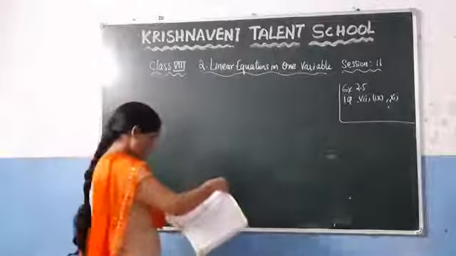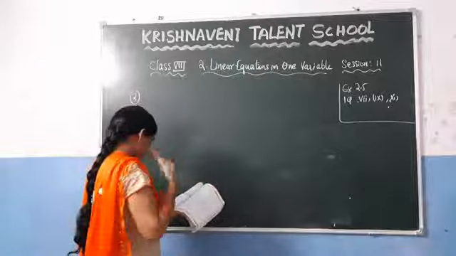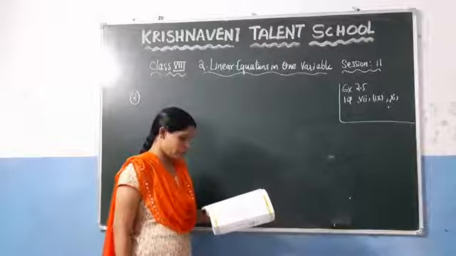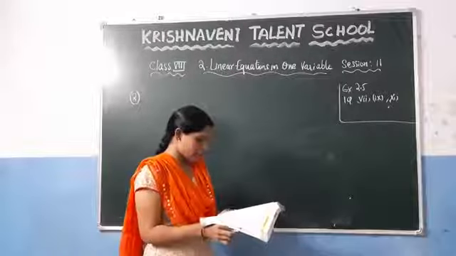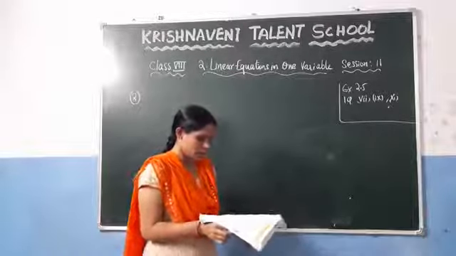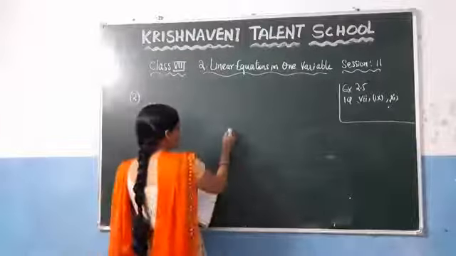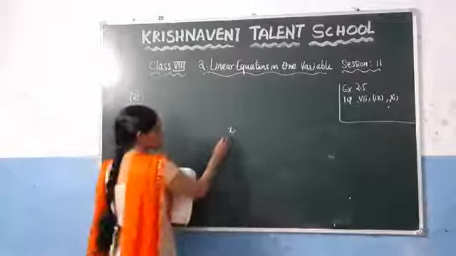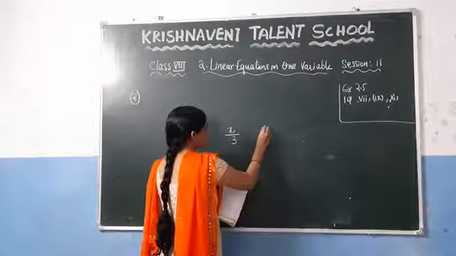What is the second question given here? Which number is that of which the third part exceeds the fifth part by 4? That means you need to find the number such that the third part exceeds the fifth part by 4. What is the meaning of that? If you don't know what the number is, consider it as x. The third part is nothing but x by 3, and the fifth part is nothing but x by 5.